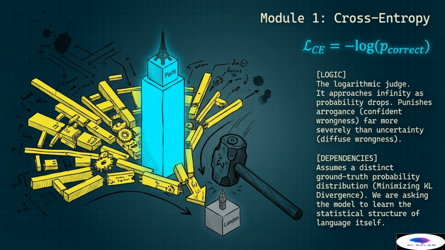In our first module, we examine cross-entropy, which serves as the base training objective for most large language models. We can think of cross-entropy as a logarithmic judge. Its primary role is to evaluate how well the model predicts the correct next token or category. The logic here is fascinating because the loss value approaches infinity as the probability of the correct answer drops. This creates a system that punishes arrogance far more severely than simple uncertainty. In other words, being confidently wrong is much worse for the model than being unsure.